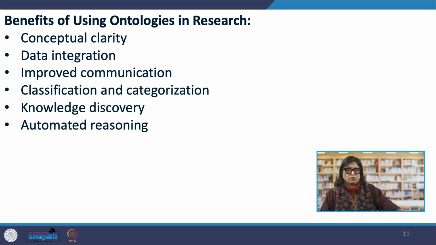Classification and categorization: ontologies allow for systematic classification of data, enabling researchers to group similar entities and analyze them effectively. And when we talk of knowledge discovery, by exploring the relationships within an ontology, researchers can identify new insights and patterns within their data. We may speak of automated reasoning also, because when integrated with appropriate software, ontologies can enable automated reasoning systems to make inferences and draw logical conclusions from the data and the resources.